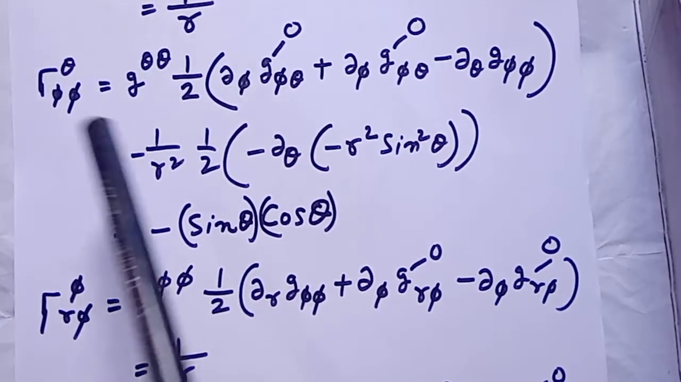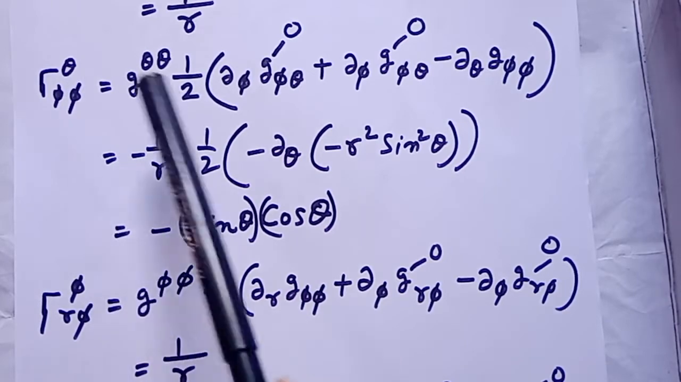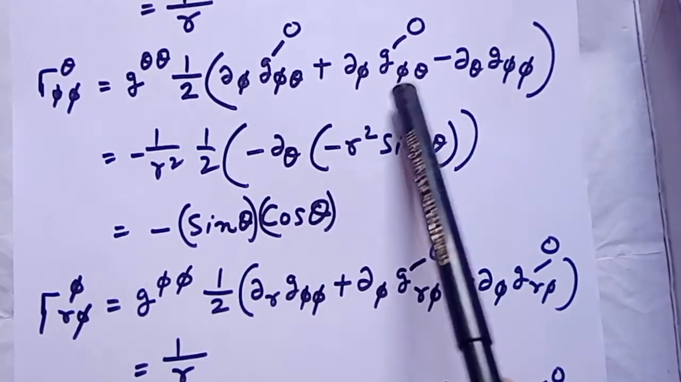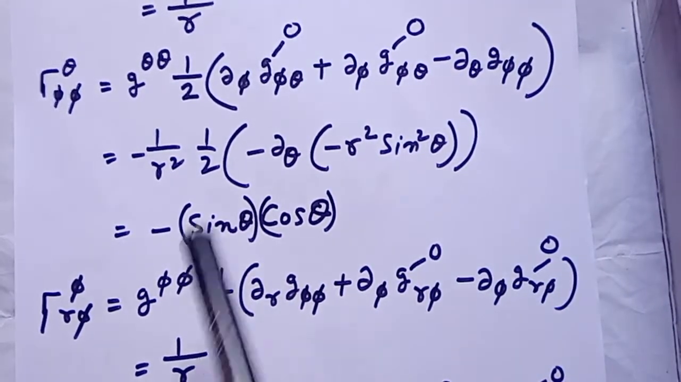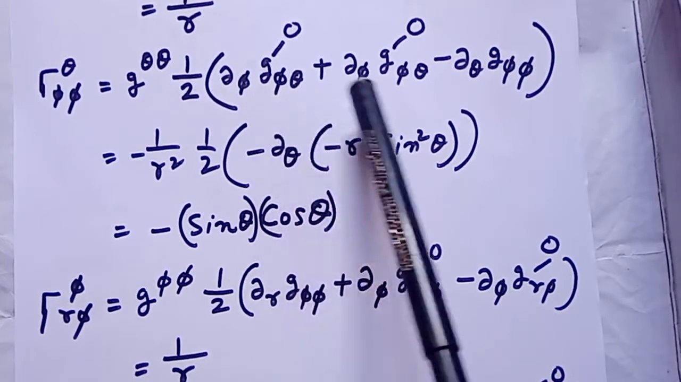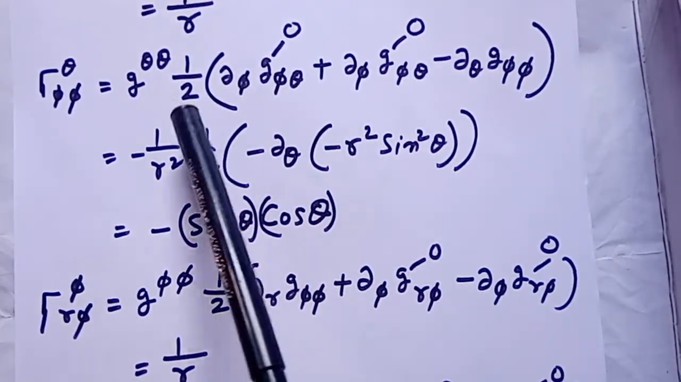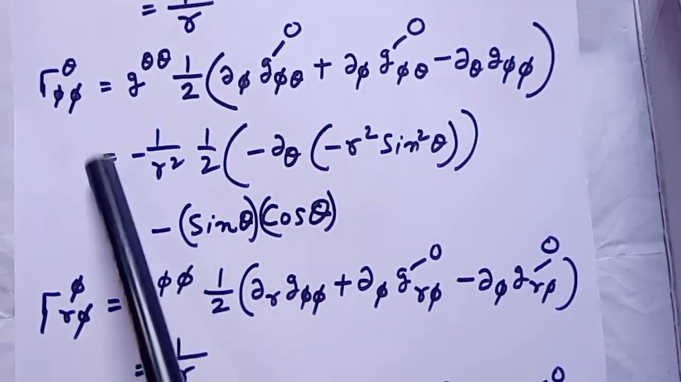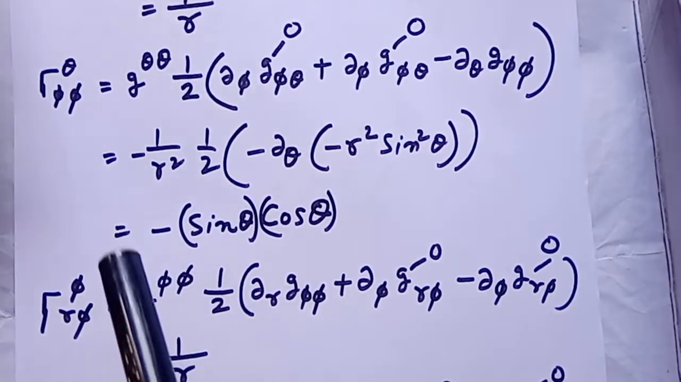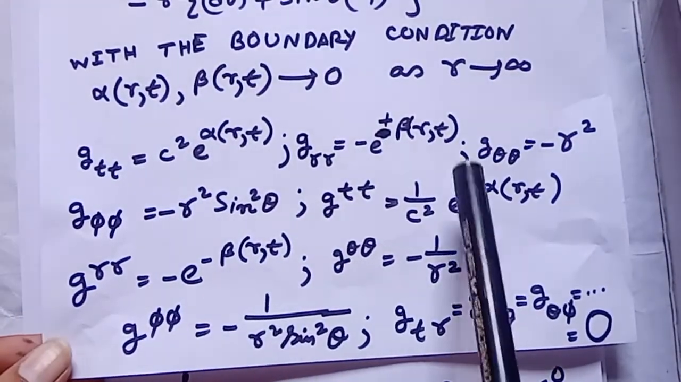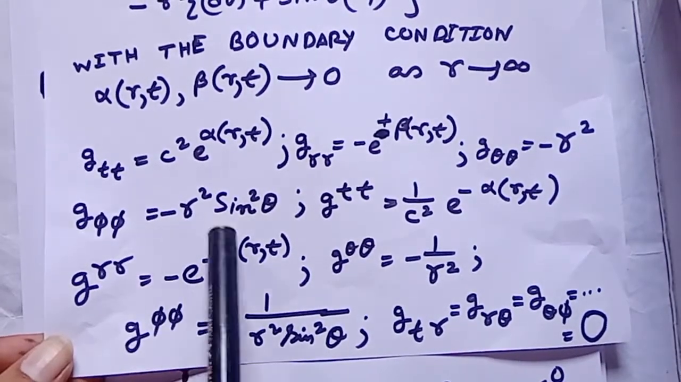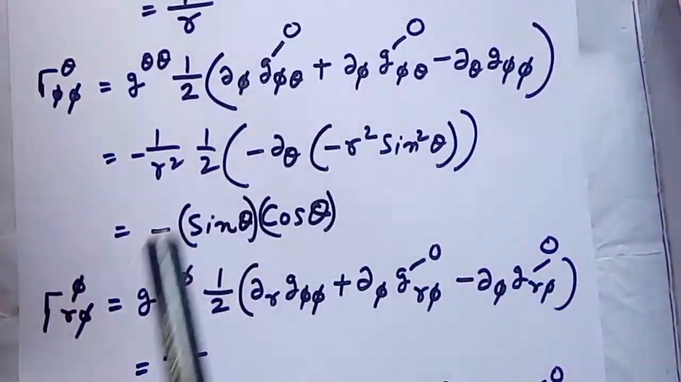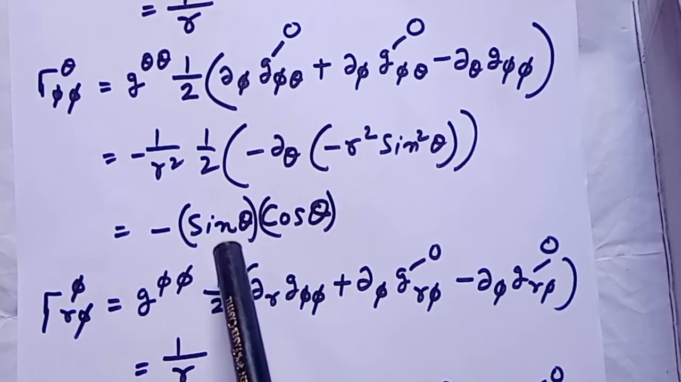Now another Christoffel symbol, Gamma^theta_phi phi, which is g^theta theta times minus half (del_phi g_phi theta plus del_phi g_phi theta minus del_theta g_phi phi). There are no other components g_phi theta, so those are 0, and we have g^theta theta times minus half of del_theta g_phi phi. Then we put in the metric values: g_phi phi is minus r squared sin squared theta, and g^theta theta is minus 1 over r squared. Putting them all together, we have minus sin theta cos theta.